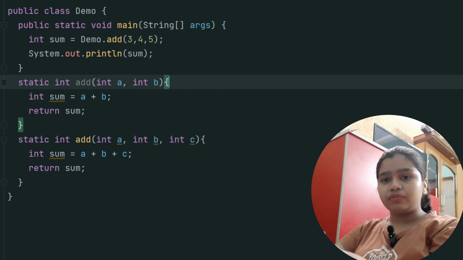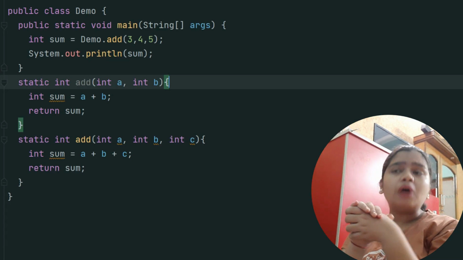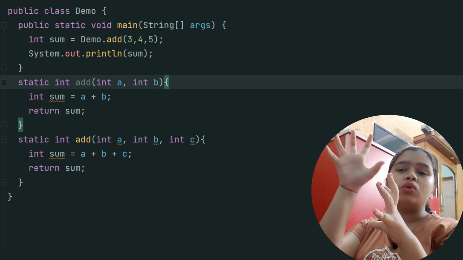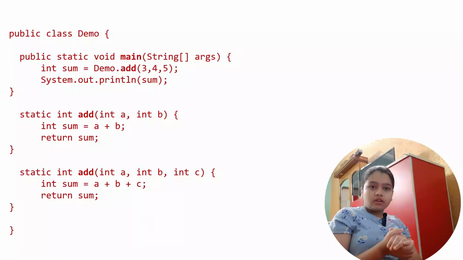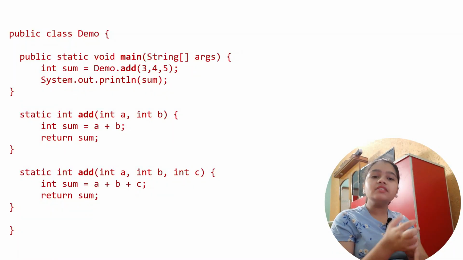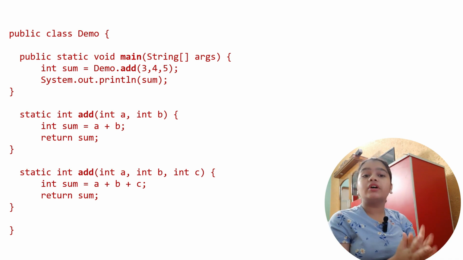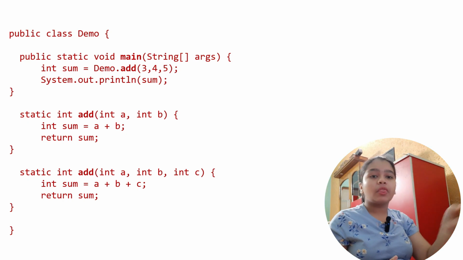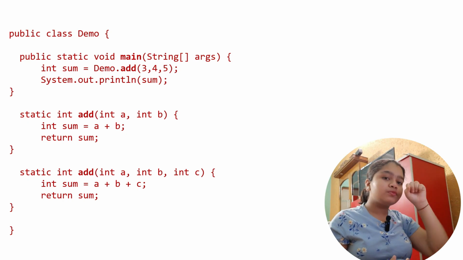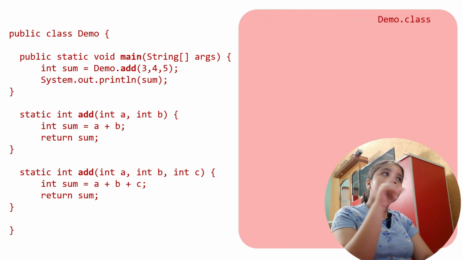Okay, same name, different parameters. Now how does this whole code work in the memory? What is the first step in the memory? The JVM, the Java Virtual Machine, or the Java interpreter, loads the .class file, that means the demo.class file, to the memory.